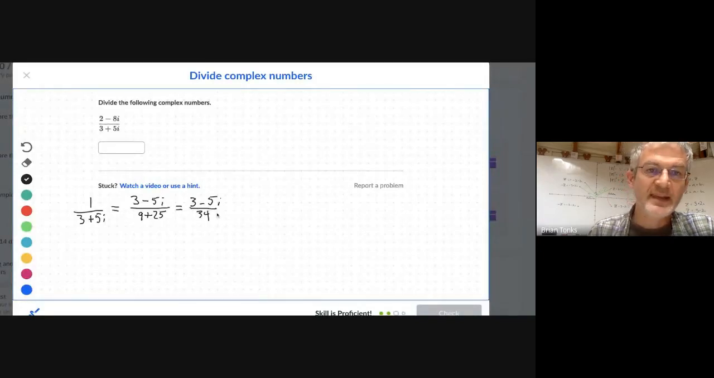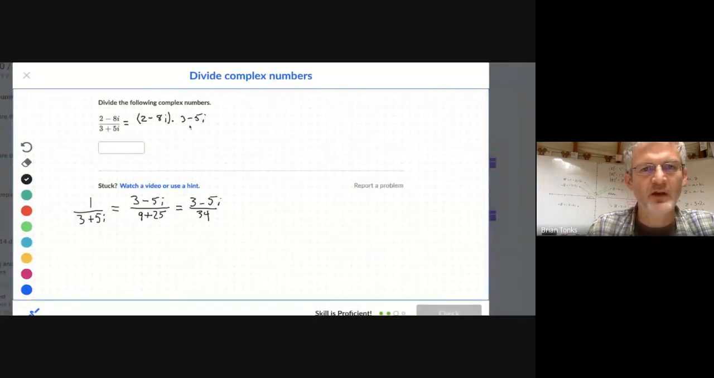All right, now that means that I can express this as 2 minus 8i times, we need parentheses around that so we don't mess up and only multiply by the -8i, 3 minus 5i all over 34. So now we can do out this multiplication using our methods of distributing. So we're going to be multiplying a binomial times another binomial. So we'll do 2 times 3, 2 times -5i, and then -8i times 3, -8i times -5i.